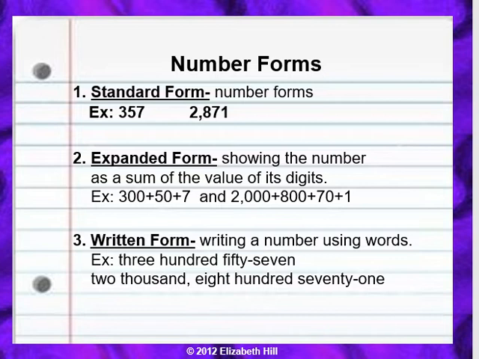So here are the different number forms that we're talking about. Plain old everyday numbers like we see written everywhere, those are called standard form. In other words, 357, 2,871. Well, we can take those same numbers and we can break them apart and use their place value to write them in expanded form. We show the number as a sum of the value of all of its digits. In other words, 357 would break down to 300 plus 50 plus 7, and 2,871 would break down to 2,000 plus 800 plus 70 plus 1.